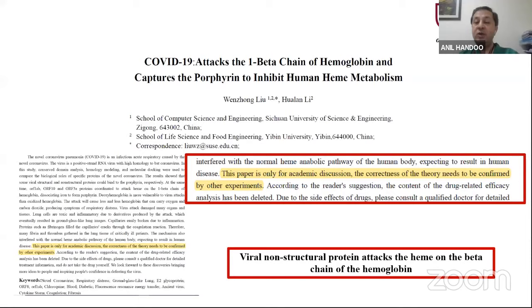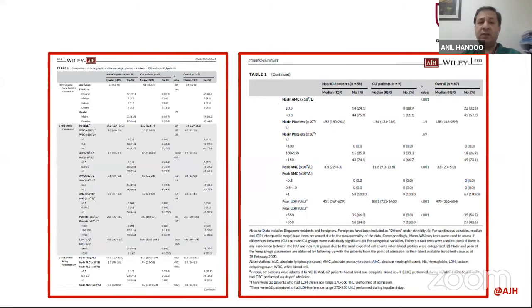However, what is important is that the viral non-structural protein does attack heme on the beta chain of hemoglobin, and there could be a possible explanation based on this paper. This is the data, which seems to be a busy slide with a small font, but it's again the entire collation of what I have just shown you in the previous slides.